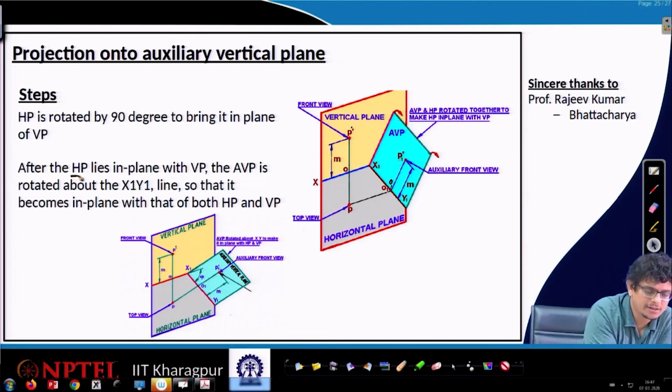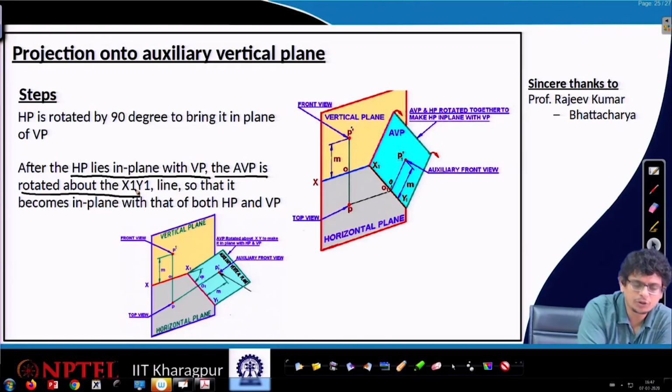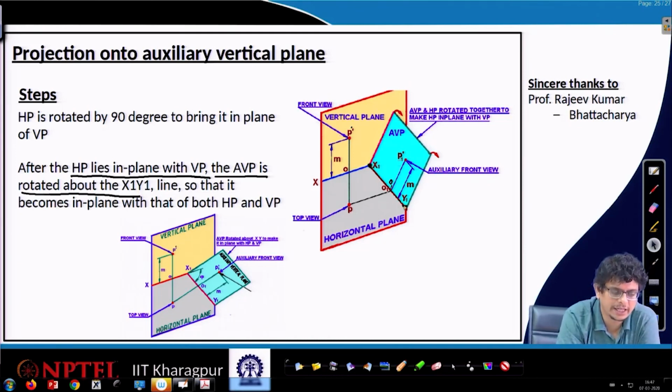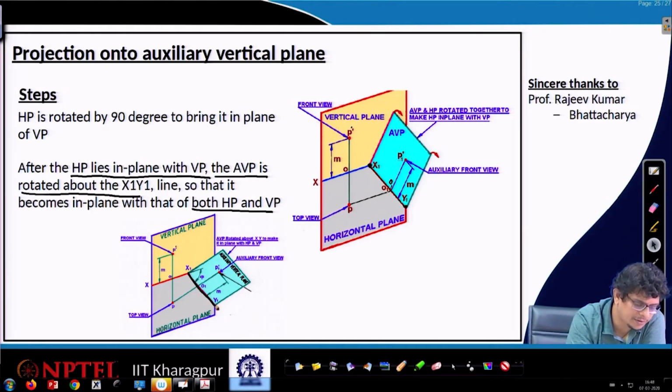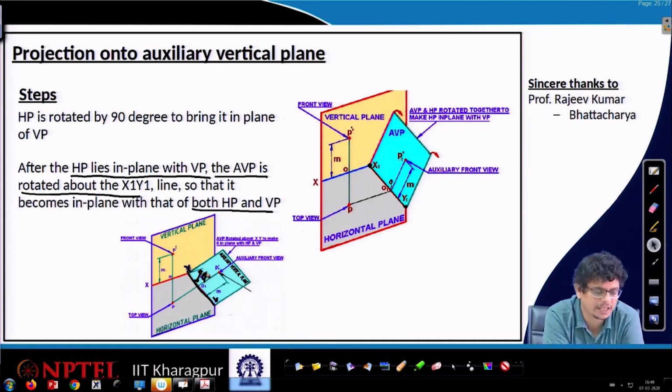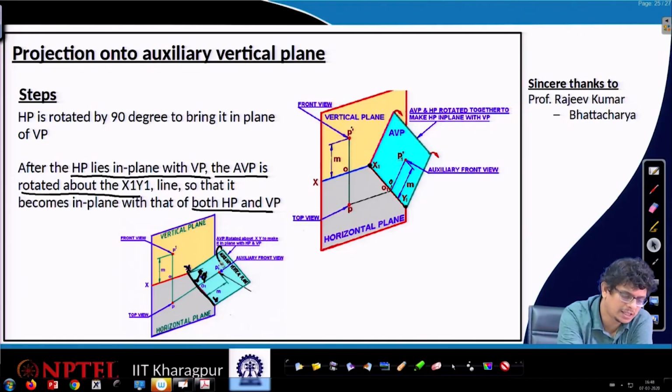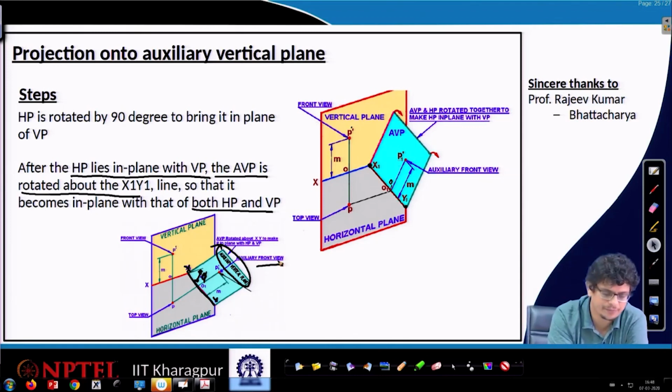Once this HP lies in plane with VP, the AVP is rotated about the x1 y1 line, so that it becomes in plane with both the horizontal plane and the vertical plane. So pictorially here we are showing x1 y1, we are going to rotate it so that it makes an angle phi with that, and that entire thing is the AVP plane, and this view is the auxiliary front view.